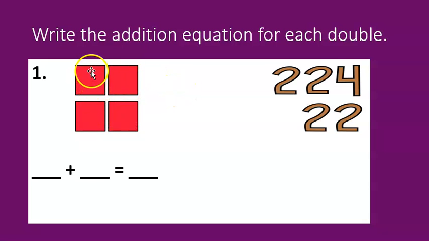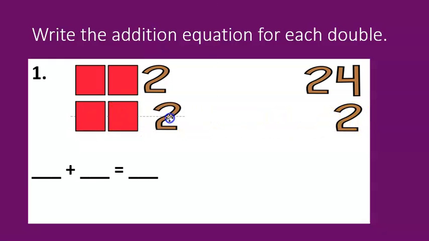How many are here? Let's count. 1, 2. So let's get 2 and let's bring 2 there. Now, let's count how many are at the bottom. 1, 2. So there, we have to get 2 and let's put 2 there. Now, boys and girls, is this a doubles fact? Yes, because you have the same number on top and you have the same number at the bottom. 2 and 2. This is a doubles fact.